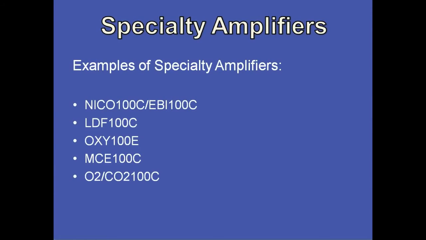Finally, let's look at specialty amplifiers. Below are some examples of specialty amplifiers, including the NICO and EBI for cardiac output, the LDF100C, the OXY100E, which is what we'll take a look at, the MCE100C, and the O2 and CO2-100C modules.